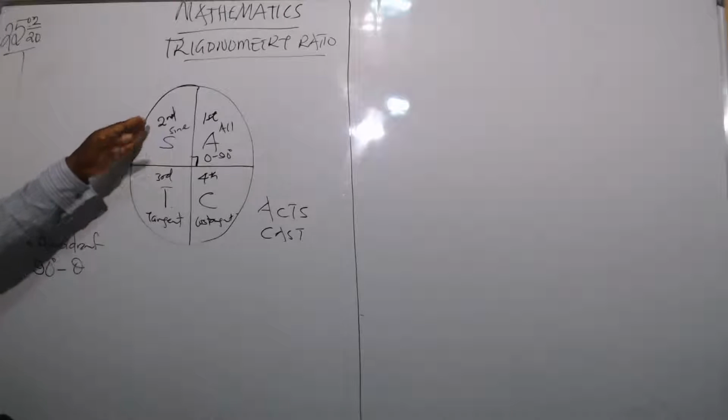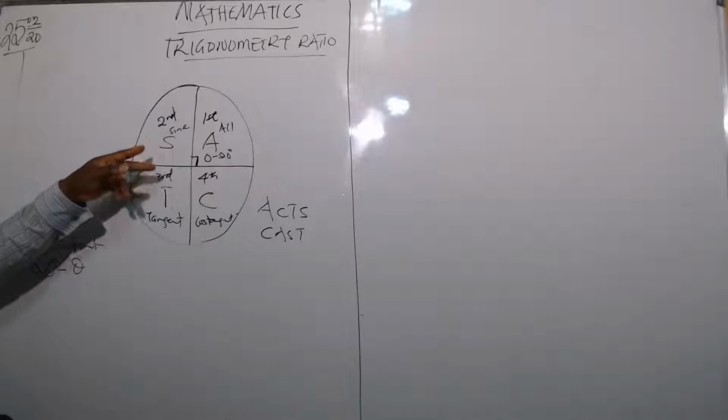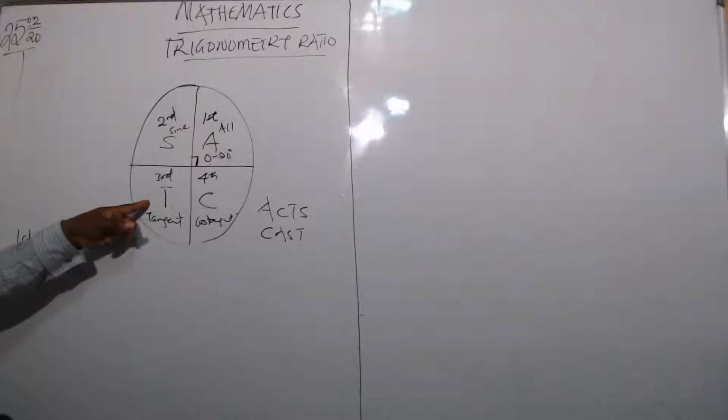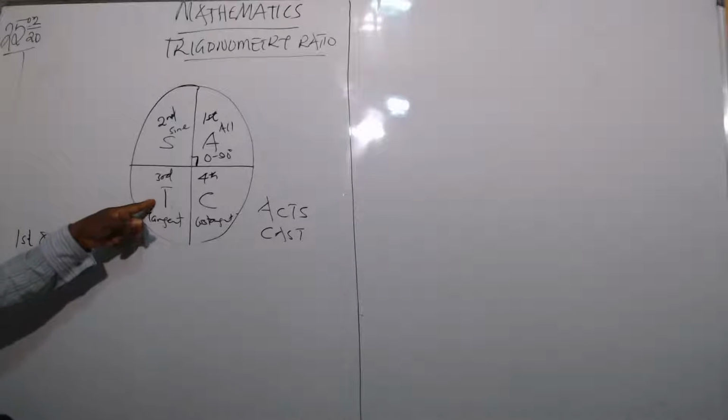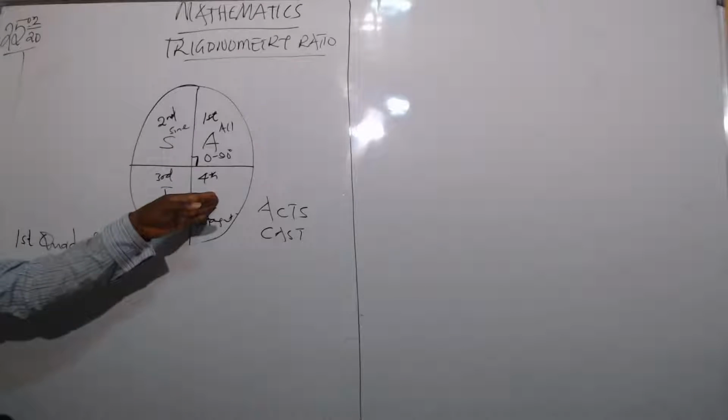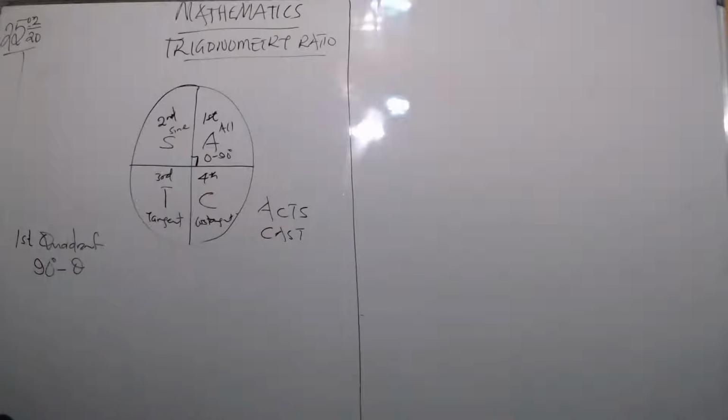Tan and cos in the second quadrant are negative. Now in the third quadrant, only tan is positive. Sine and cos are negative. Then in the fourth quadrant, only cos is positive. Then sine and tan there are negative.